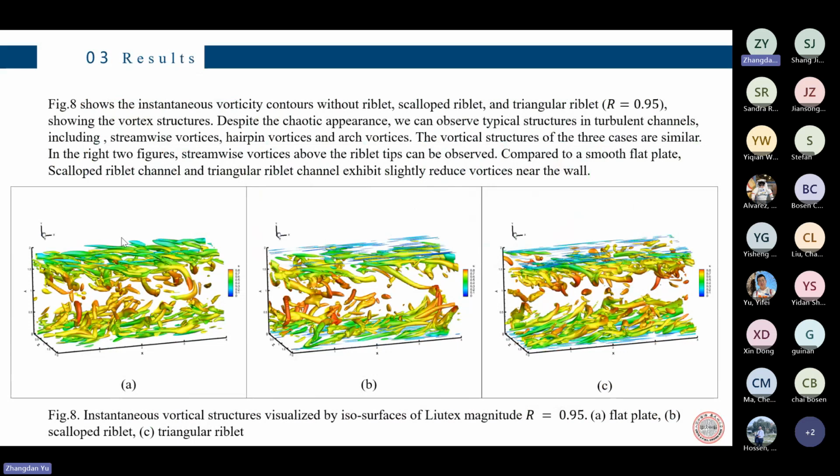In the right two figures, streamwise vortices above the riblet tips can be observed. Compared to a smooth flat plate, the scalloped riblet channel and triangular riblet channel exhibit slightly reduced vortices near the wall.